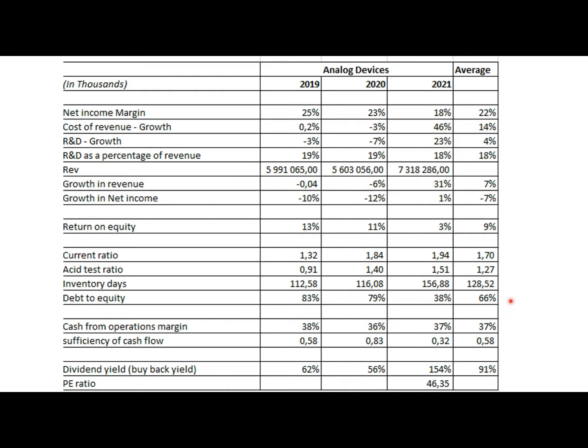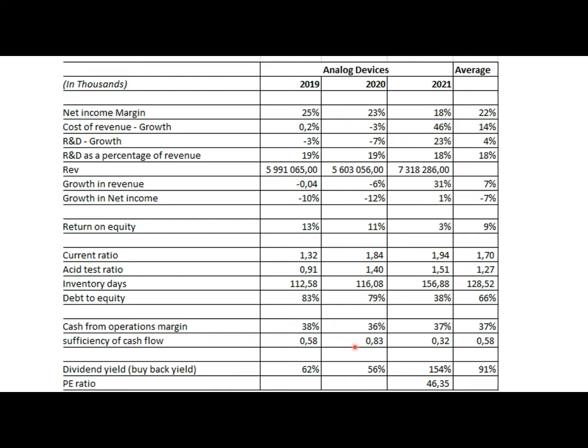Now, cash position. The cash flow margin, so the cash from operations margin, has been fairly stable, above the industry average of 32%. This is a strong indication of AD's ability to generate cash flow from operations, so its ability to convert revenue into cash. It's a very strong ability, stable, above industry average.